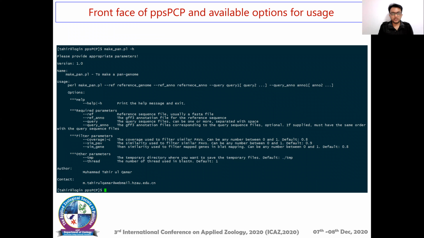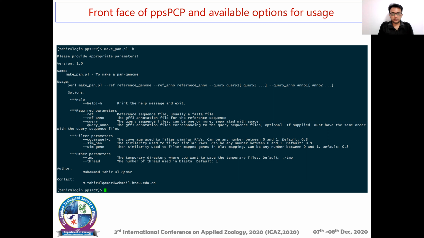And this is the front face of the ppsPCP pipeline. It's a single-command pipeline. Anyone can use it. You don't need prior bioinformatics or computational biology skills to understand or run this pipeline. Anyone can read the manual or the tutorial available on the web page. We describe all the steps, and we listed all the instructions. You can use this pipeline very easily.